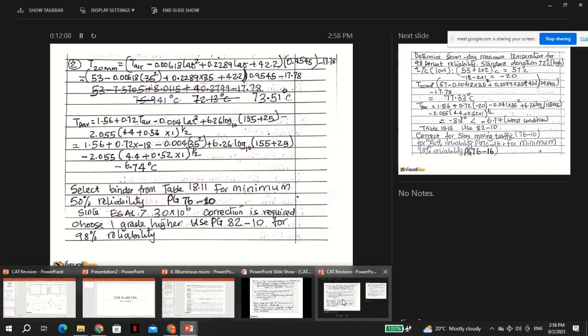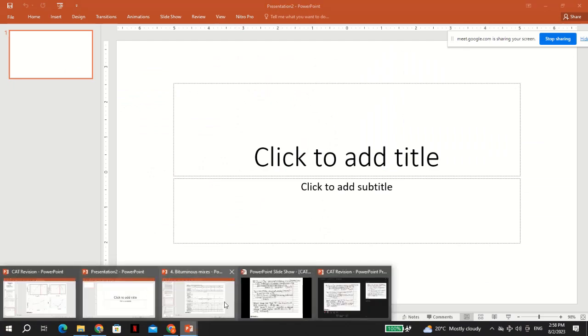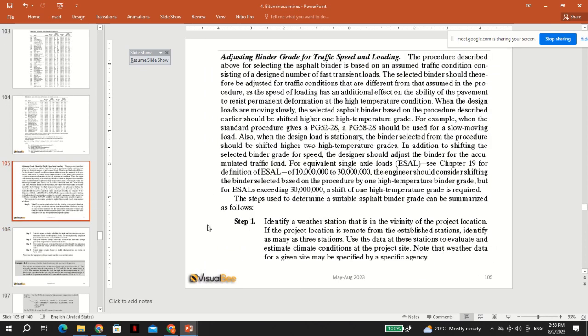first of all, the ESAL is greater than 30. Remember from the notes, I need to point to you here. For equivalent single axle, see for definition, between 10,000 to 30, you should consider shifting the binder based on the procedure of one temperature binder grade. But for ESAL between 10 to 30 you can consider or leave it where what you find. For this you have to adjust.